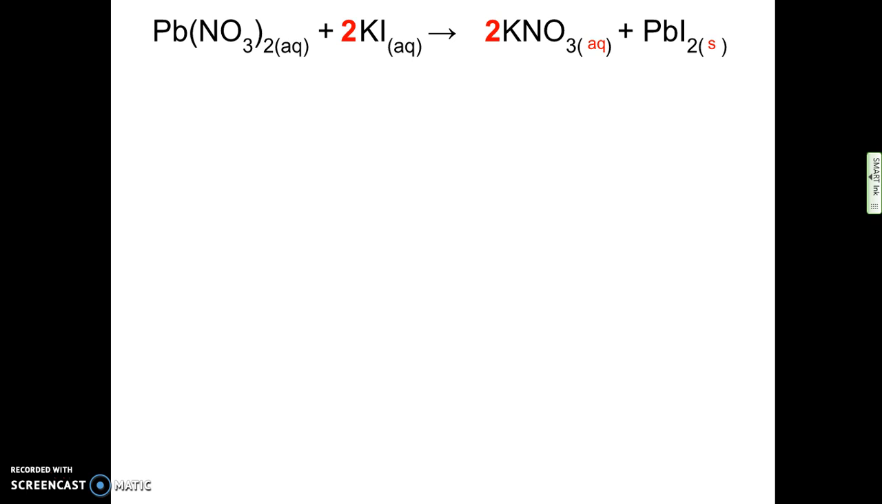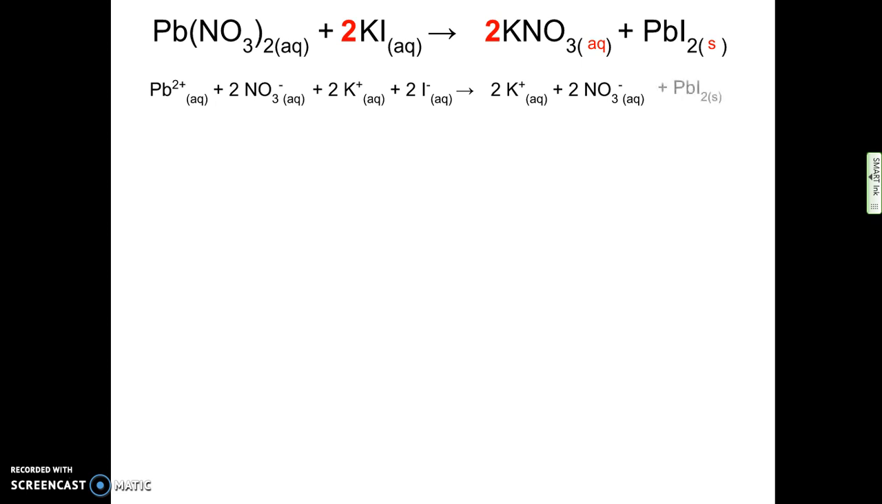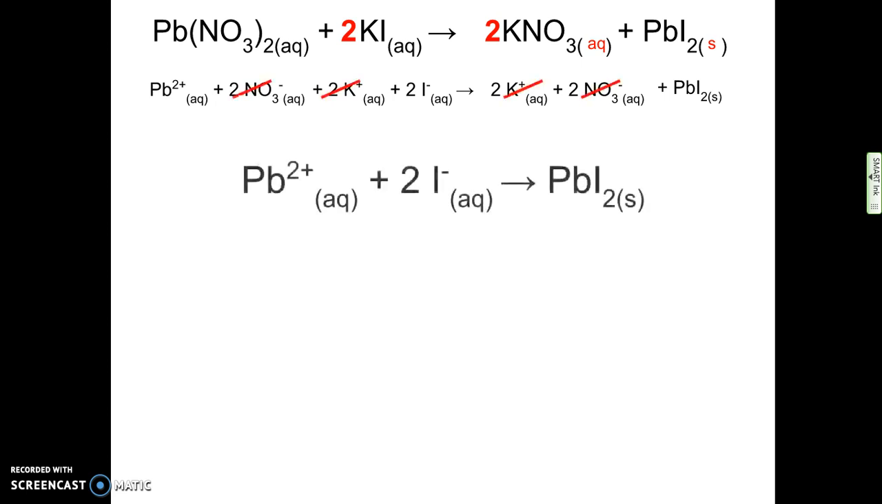So we bust up all the aqueous stuff. The lead 2 nitrate contains a lead 2 ion and 2 nitrate ions. The 2 potassium iodides are 2 potassiums and 2 iodides. The 2 potassium nitrates will be 2 potassiums and 2 nitrates. And the lead 2 iodide is a solid. We just rewrite that the way it was. We get in here and we cross out our spectators. And we write what's left over as a net ionic equation.